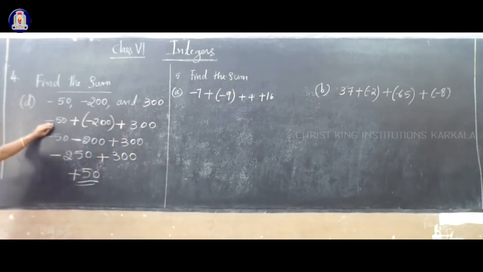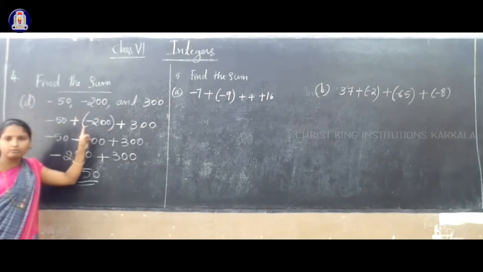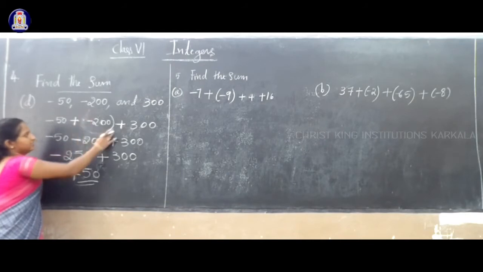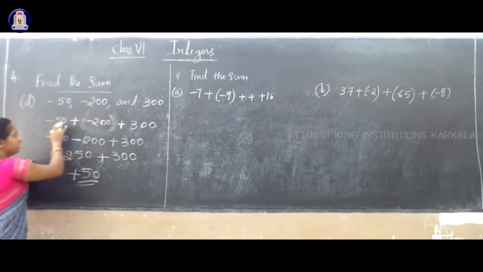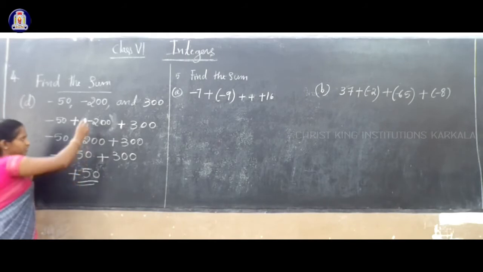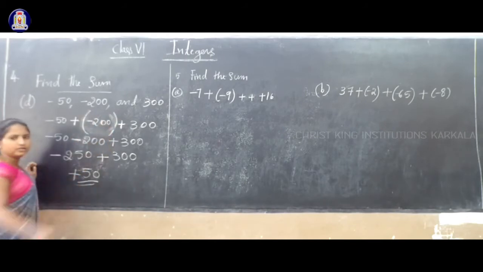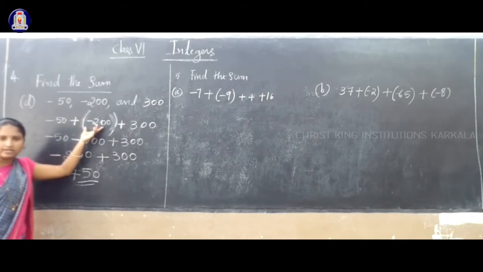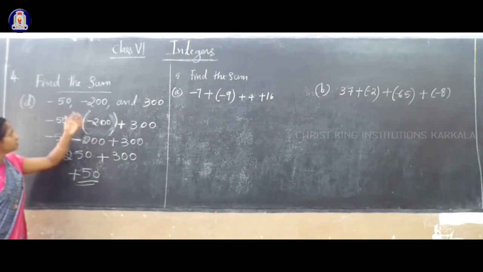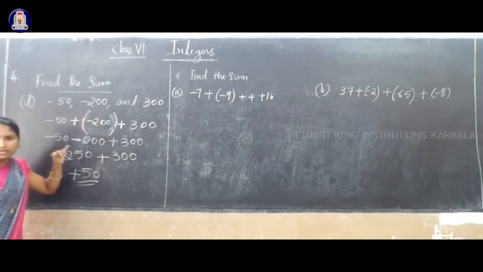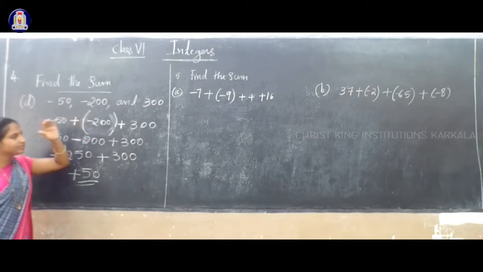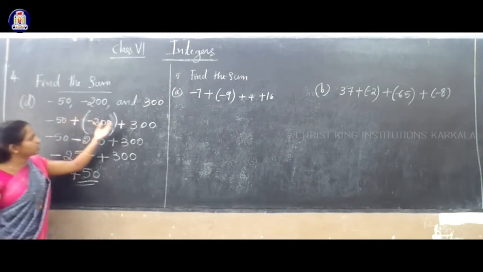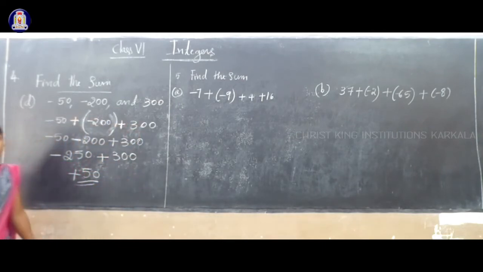Now we have to write in order. Minus 50 plus minus 200, which you must write in the bracket. We cannot write it without the bracket. If you don't put the bracket, what happens? Minus 50 plus minus 200, so you have to write it in the bracket. If you get any negative integer, write it in the bracket. If it is positive, there is no need to write it inside the bracket; directly you can write 200. Here the integer is negative, so it is better to write in a bracket. So minus 200 plus 300.